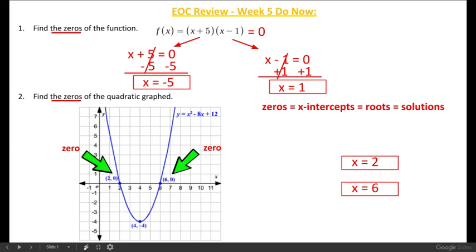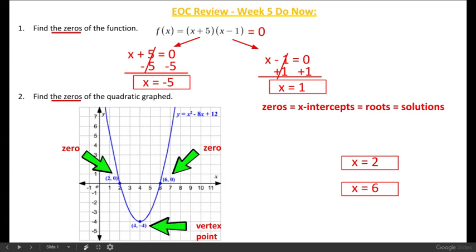This is not a part of this lesson here, but I just want to refresh your memory on this point down here, the very bottom point of our parabola, 4, negative 4. That's called the vertex point. So I just wanted to refresh your memory on that. Hopefully you do remember that.